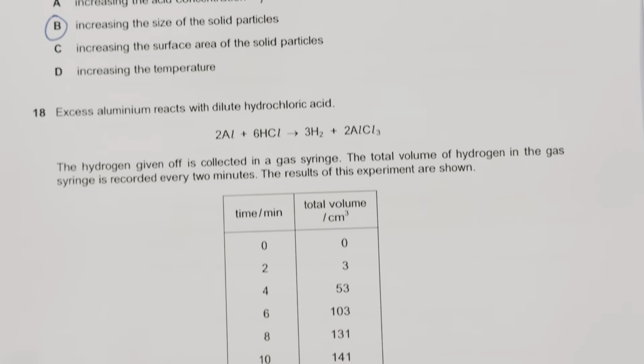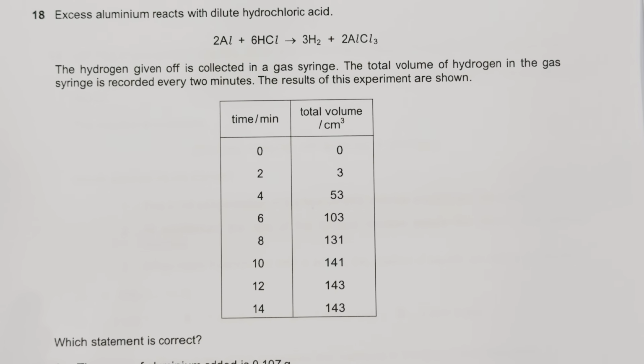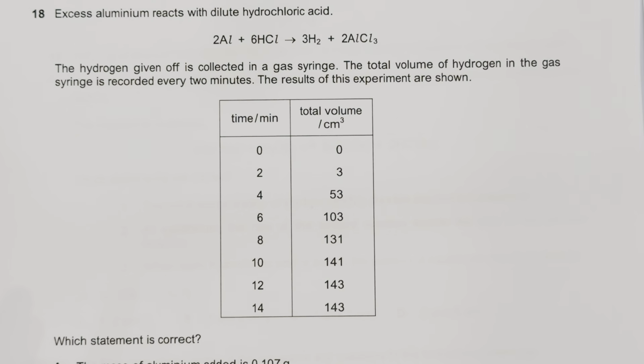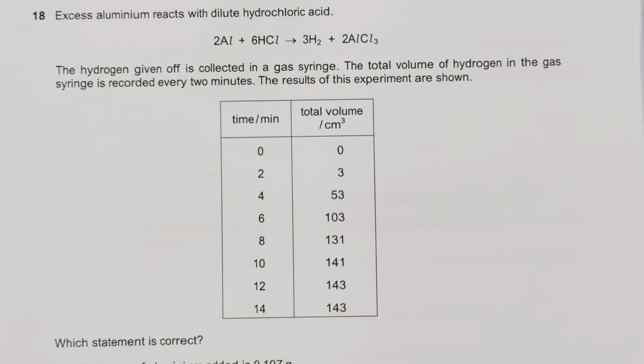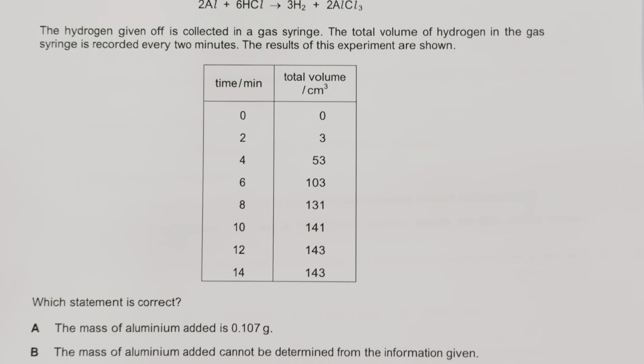Excess aluminium reacts with dilute HCl. Okay, 2Al plus 6HCl gives you 3H2 plus 2AlCl3. The hydrogen given off is collected as a gas in a syringe. The total volume of hydrogen in the gas syringe is recorded every 2 minutes. The result of this experiment is shown: time and total volume.